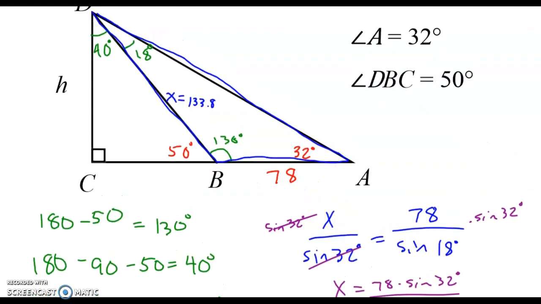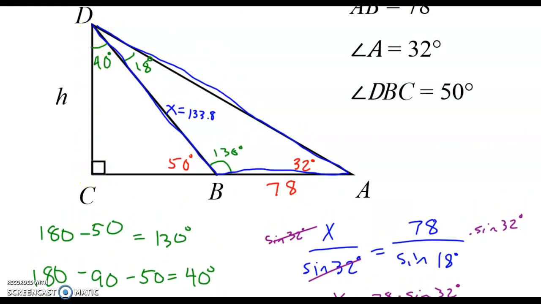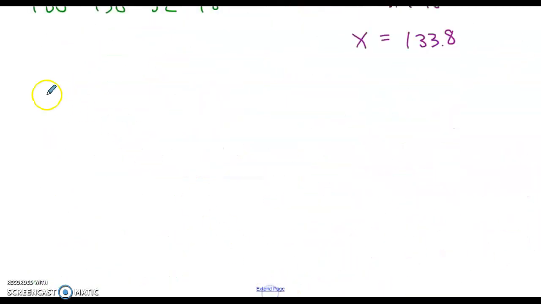Now, the reason I did that is because I now know one of the side lengths of this triangle right here. Okay? Now that I know all three of the angles of this triangle and one of the side lengths, I can use that to find that missing side length right there. And basically, I'm going to show you two options of how to do that. One way you can do that is using the law of sines that we've been learning.